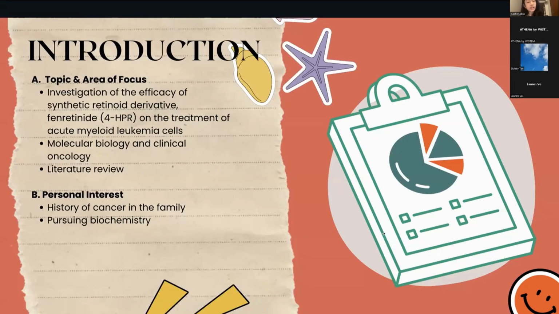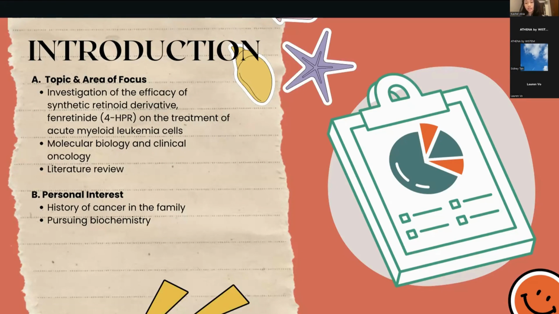So, the area of focus of this research project incorporates topics in clinical oncology and molecular pharmacology. Specifically, we investigated this retinoid derivative, fenretinide, or 4-HPR, and its effects in AML cells.